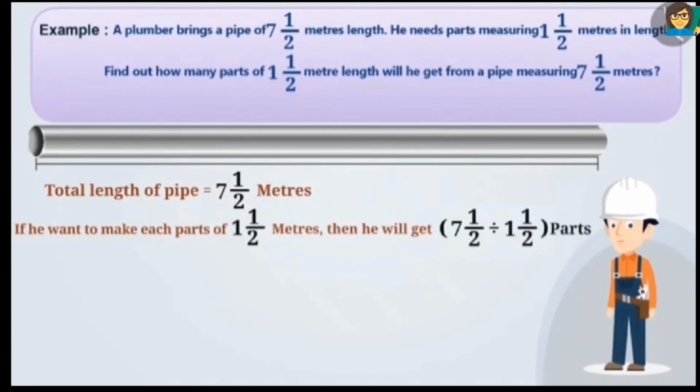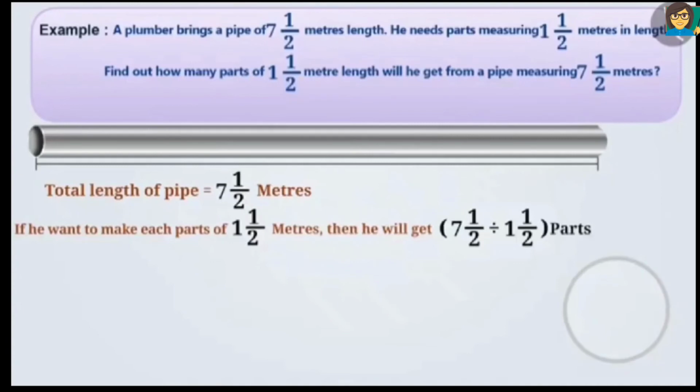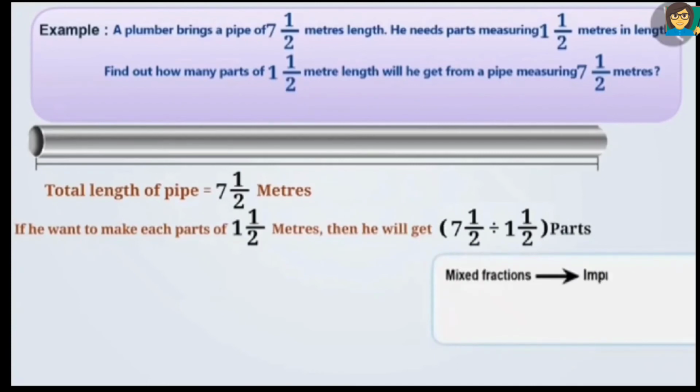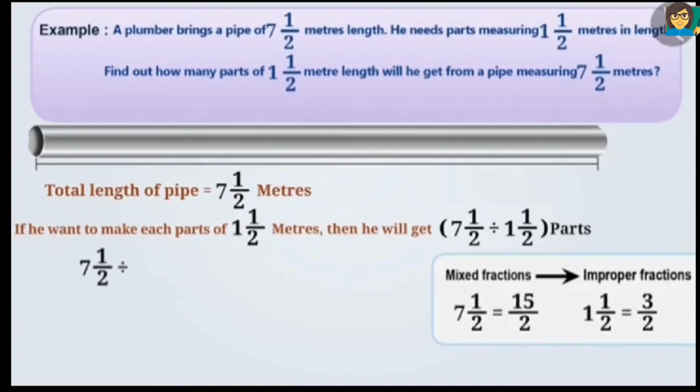Can you tell us how this division can be solved? Think about it. Let me tell you, if the division has mixed fractions, we have to first convert them into improper fractions. Here, the improper fraction of 7.5 will be 15/2 and the improper fraction of 1.5 will be 3/2. That is, 7.5 divided by 1.5 is equal to 15/2 divided by 3/2.